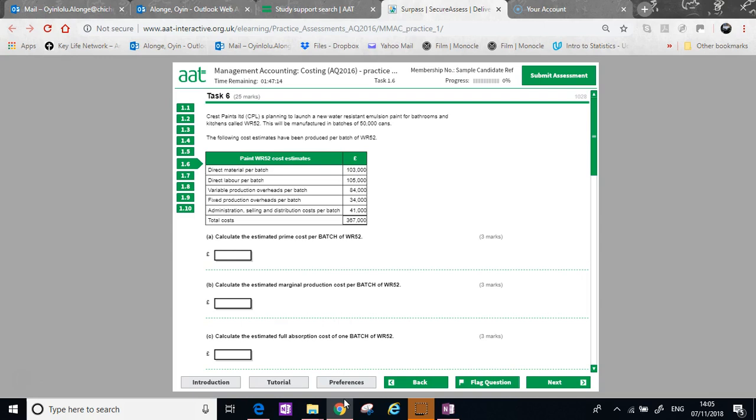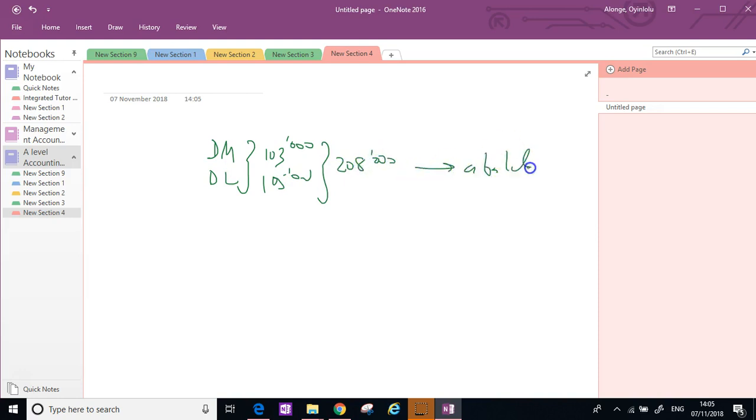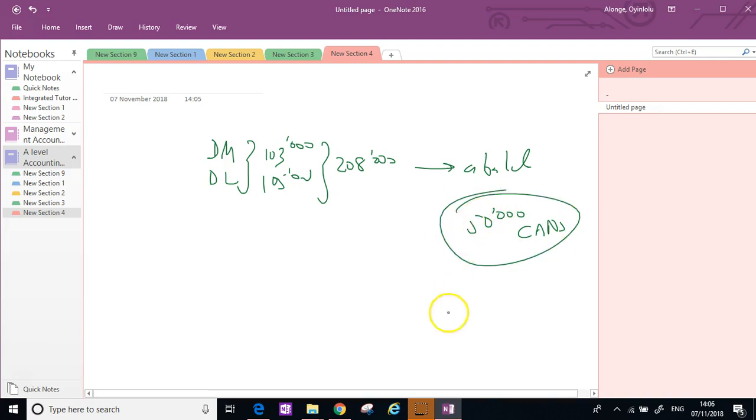So focusing on just the direct costs, the estimated prime costs, which are the direct costs of making a batch, are the 103 and the 105. The total direct costs of making a batch, direct materials and direct labor, 103 and 105, together give us 208,000. And a batch has 50,000 cans in it, so it asks what is the cost per can.